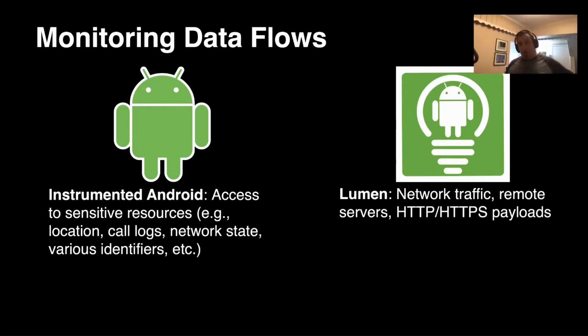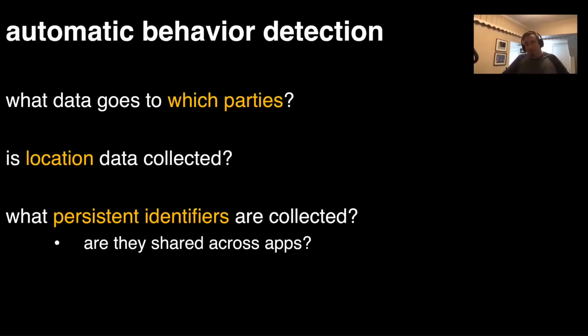In parallel, there was another project going on at ICSI called Lumen, which is a user space traffic monitor that does TLS interception via the VPN interface. By combining these two tools, our instrumented build of Android and a network monitor that allows us to do deep packet inspection, we can start looking at what data goes to which parties. We can answer specific questions about specific data types, such as which parties share location data, what types of persistent identifiers are collected, and whether they are shared across apps.